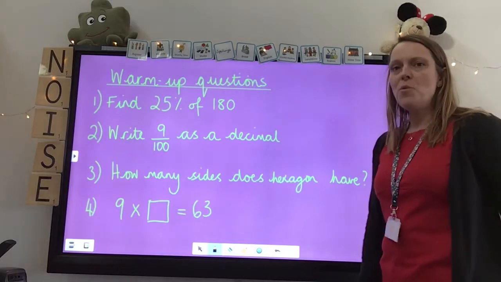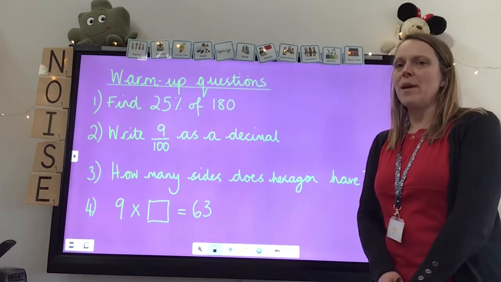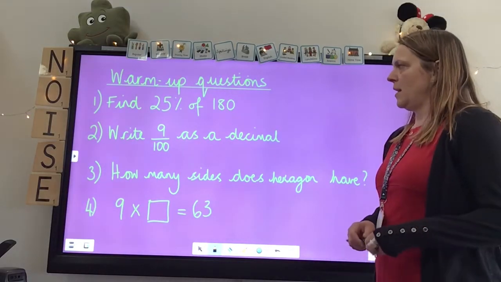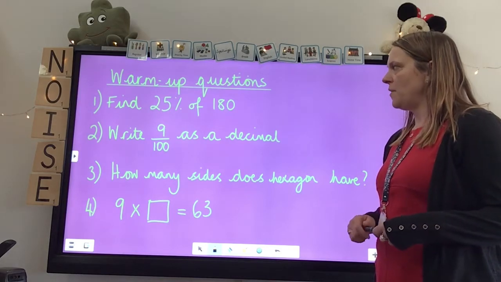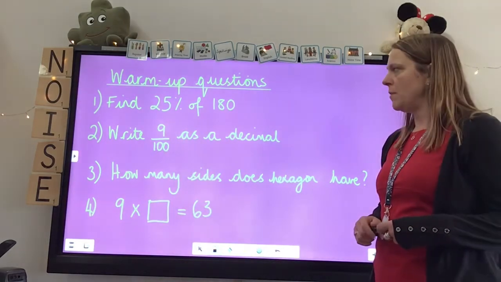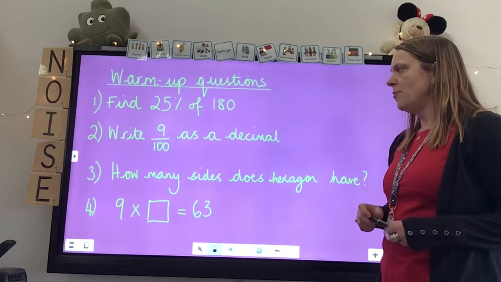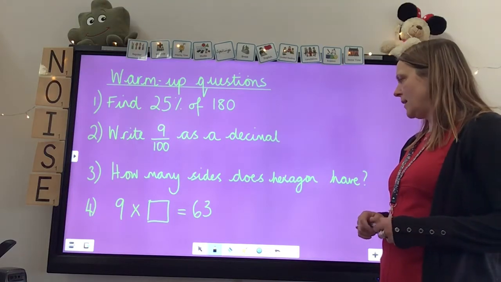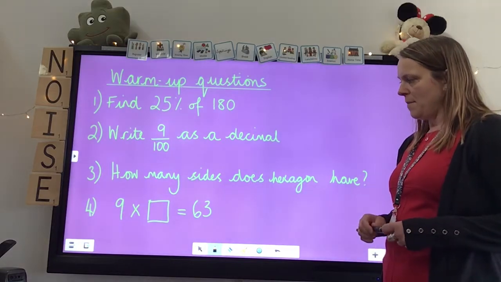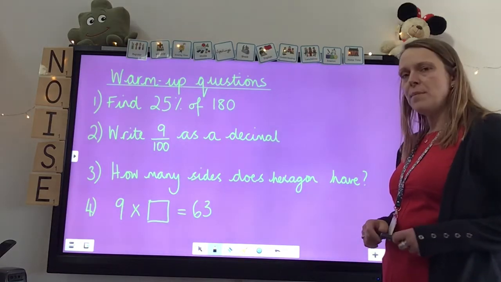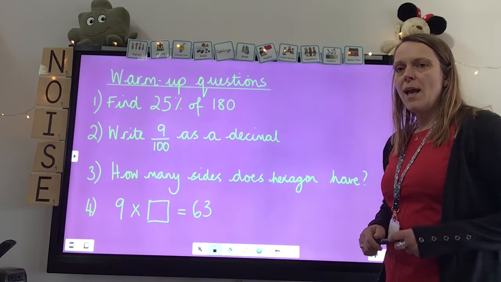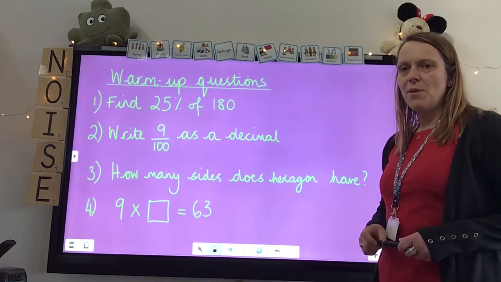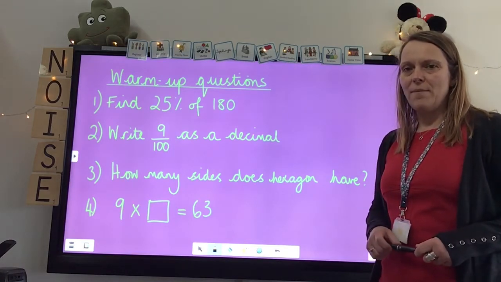Let's do a few warm-up questions then to get us going before we do the learning for today. So find 25% of 180, it's a bit of revision from last week. Write 9/100ths as a decimal. 3, how many sides does a hexagon have? And then work out that missing number problem there. So 9 times something equals 63. Again, pause the video and then restart when you're ready to go through the answers together.